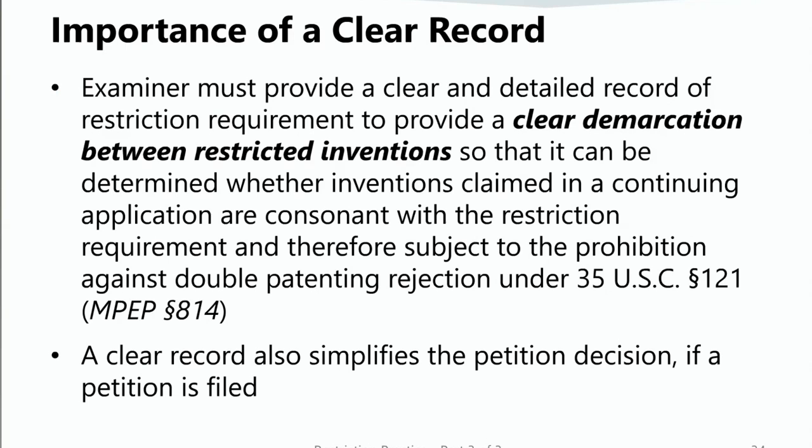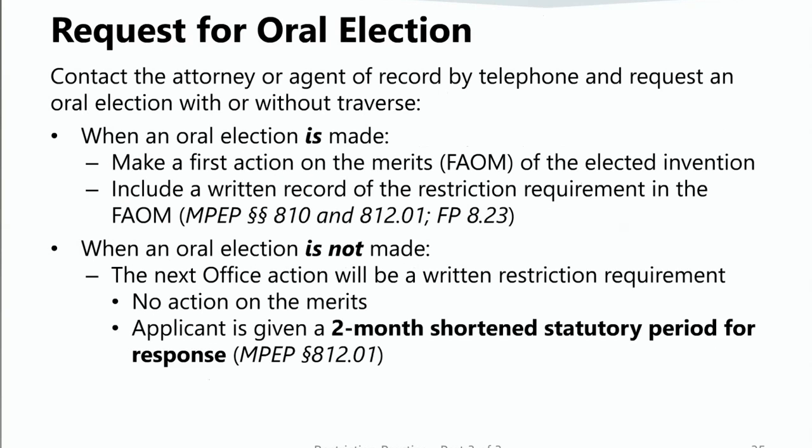Again, it is of utmost importance that the examiner provide a clear and complete record of restriction requirements, especially since a restriction can affect the ability to make double patenting rejections in later filed applications. Examiners should attempt to obtain an oral election because it can speed up prosecution by months, and compact prosecution provides benefits to applicant as well as the Patent Office and the examiner. However, once an attempt to make an oral restriction has been made and turned down by applicant, make the written restriction.